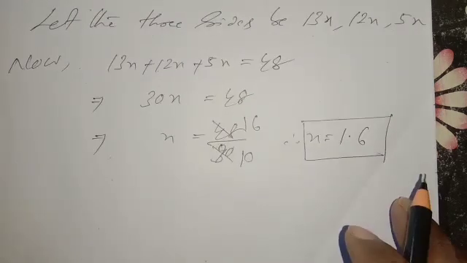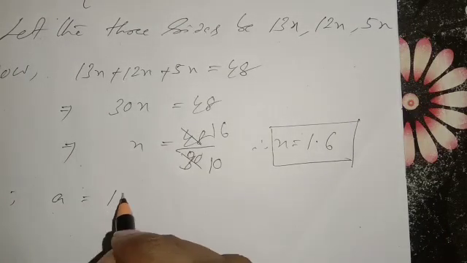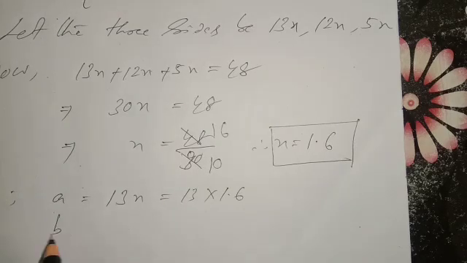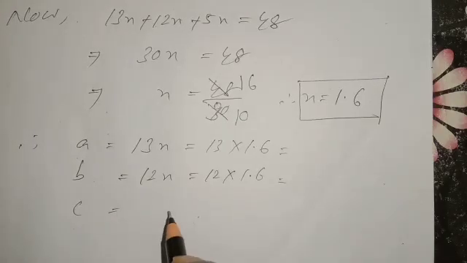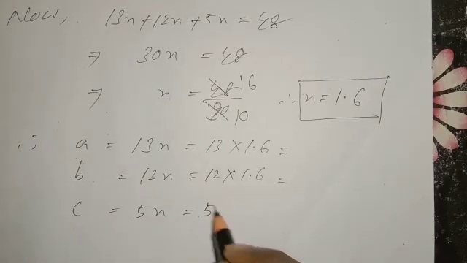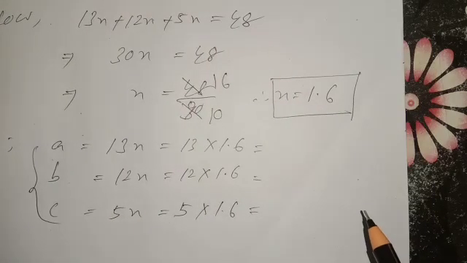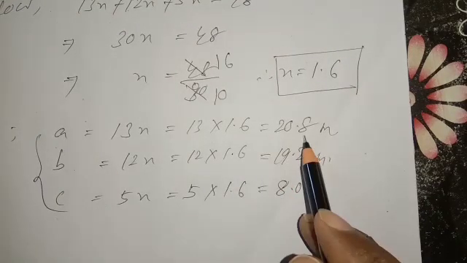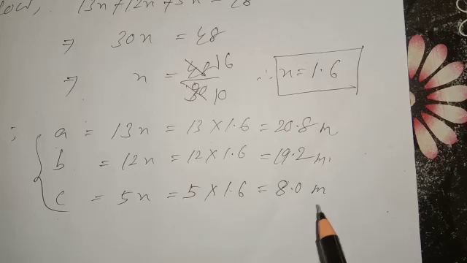Okay. After finding x, the first side, suppose A equals 13x, means 13 into 1.6. The second side, that is 12x, 12 into 1.6, you have to multiply. And the third side, that is C, 5x, 5 into 1.6. Now you multiply. Therefore, the first side is 20.8, the second side of the triangle is 19.2, and the third side of the triangle is 8.0 meters.